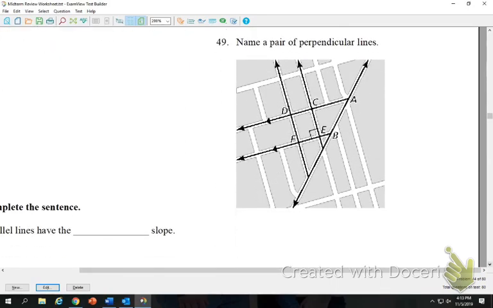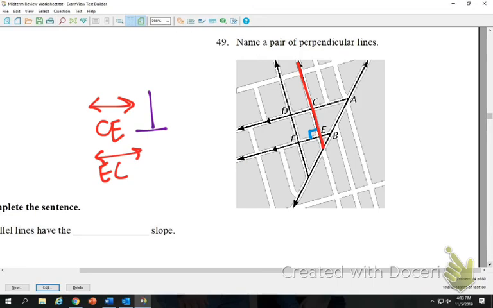Number 49, name a pair of perpendicular lines. Perpendicular means they intersect and form a 90. So we're going to name this line first, because why not? It doesn't matter which line you name first. But this one, it's only CE or EC. Those are your options. They need to have the perpendicular symbol, which is an upside down T.